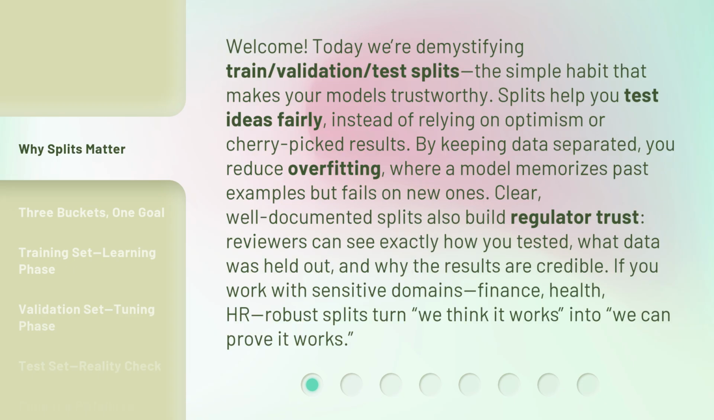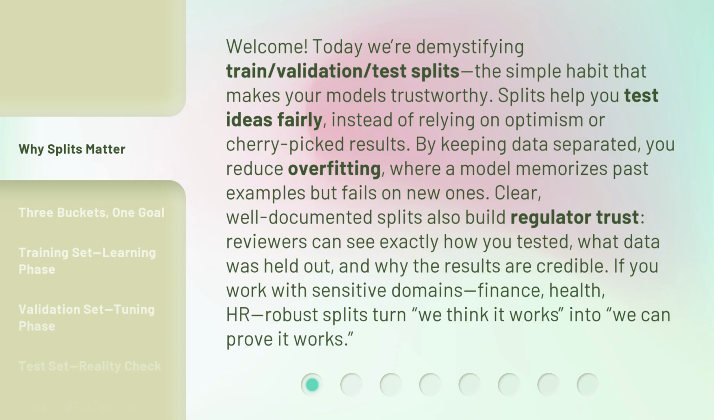Splits help you test ideas fairly, instead of relying on optimism or cherry-picked results. By keeping data separated, you reduce overfitting, where a model memorizes past examples but fails on new ones. Clear, well-documented splits also build regulator trust. Reviewers can see exactly how you tested, what data was held out, and why the results are credible.